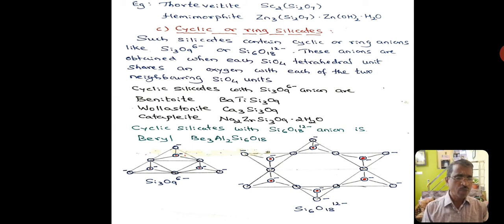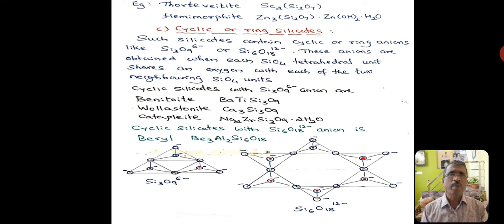Examples of the pyrosilicates are thortveitite. Thortveitite is nothing but the scandium pyrosilicate, Sc2Si2O7, because the scandium valency is +3. Similarly, hemimorphite is a zinc pyrosilicate. Zinc hydroxide and water molecules are all present as the water of crystallization of this compound.